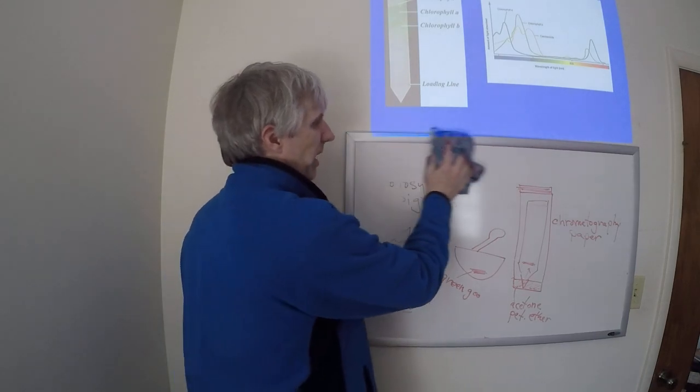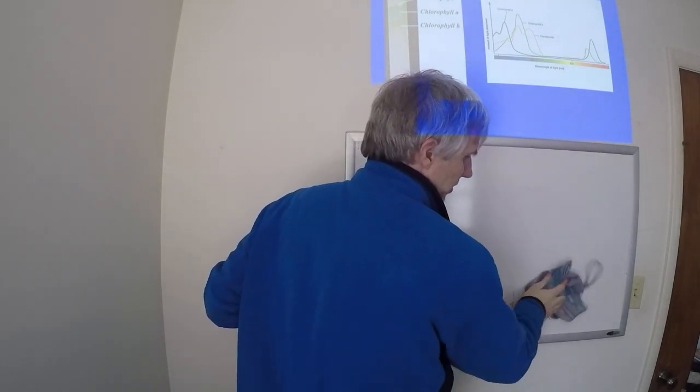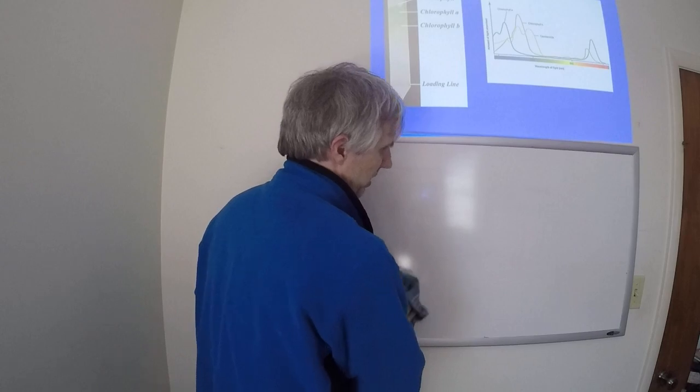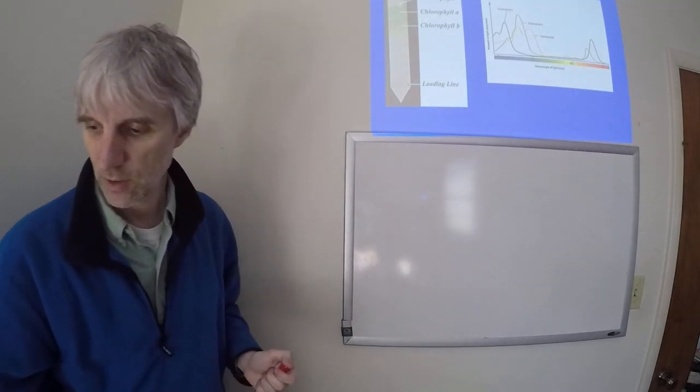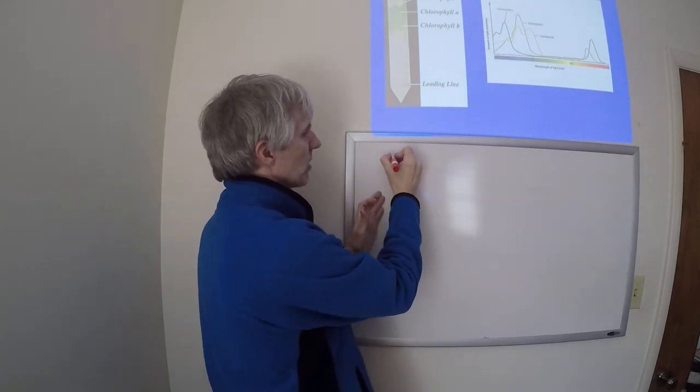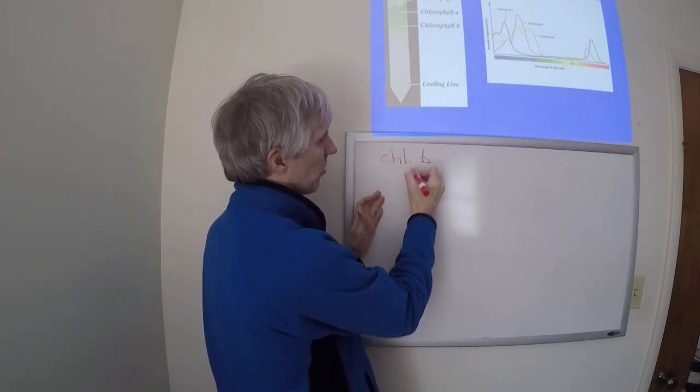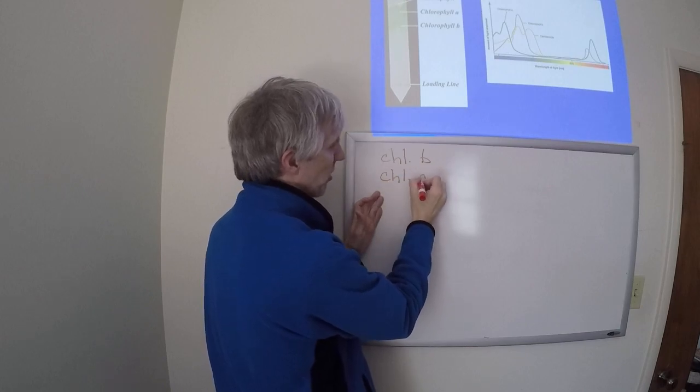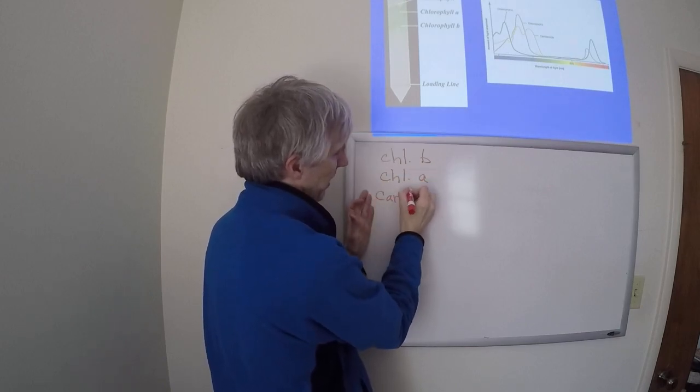For us, we're not going to talk about the xanthophylls. They're not involved in photosynthesis, and we'd have to do a little bit of chemistry to talk about exactly what they do. So let's limit our discussion to chlorophyll B, chlorophyll A, and the carotenoids.